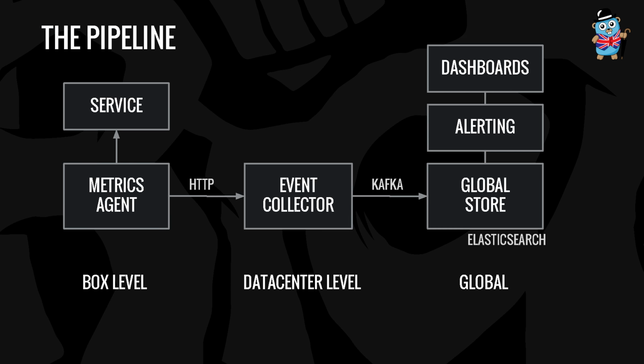What happens next? So agent pushes stuff to collector. Collectors are at the data center level. The collectors then push to a global store, which aggregates everything, and we build alerting and dashboards on top of that. Some of the internals, we use HTTP JSON between the agent and the collector, and then we have a Kafka queue from the collector to the global store.